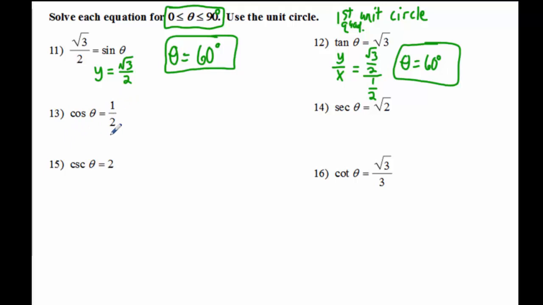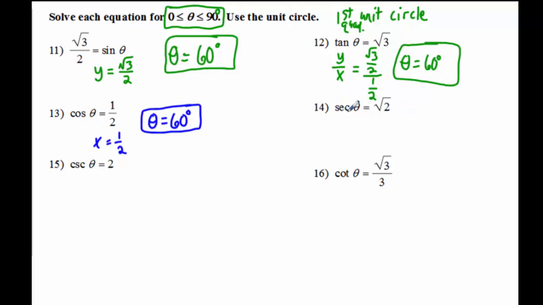Cosine is 1/2, so where is our x value equal to 1/2? That one should be easy. That's 60 degrees again. There's only like 4 choices for answers on these: 0, 30, 45, and 60. So that's why so many of them ended up being 60.